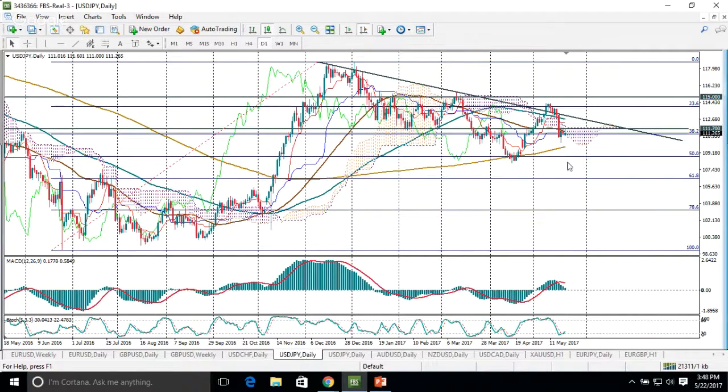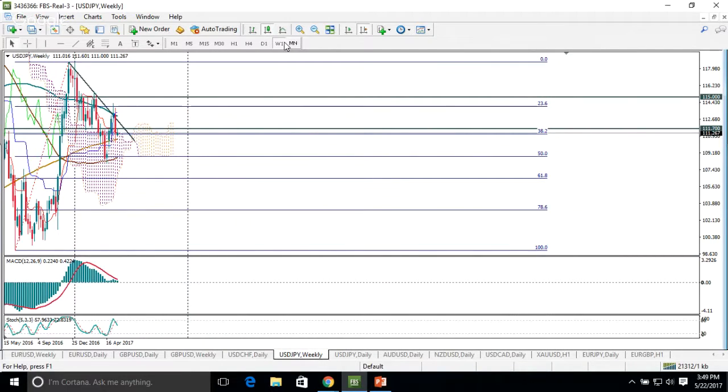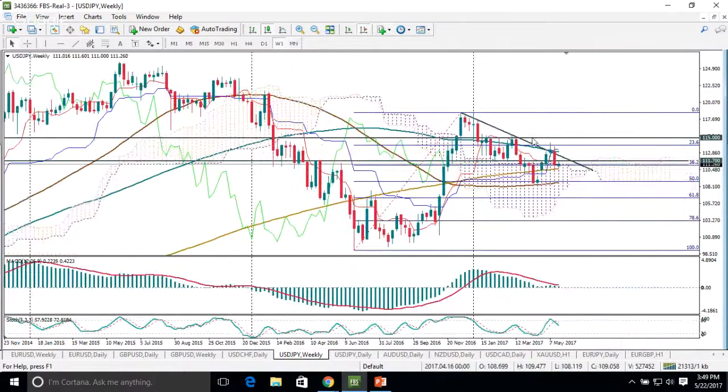US dollar, Japanese yen. The pair, let's see what we have on the weekly chart. The pair has turned to the downside last week. Here, the US dollar was weakened by the troubles of the Trump administration, by the increase in demand for the yen as a safe haven currency. There was some improvement in Japanese GDP. So technically, the pair returned to the Ichimoku cloud on the weekly chart.